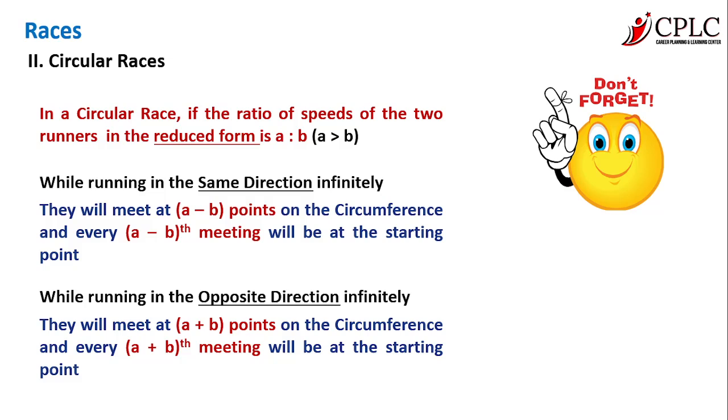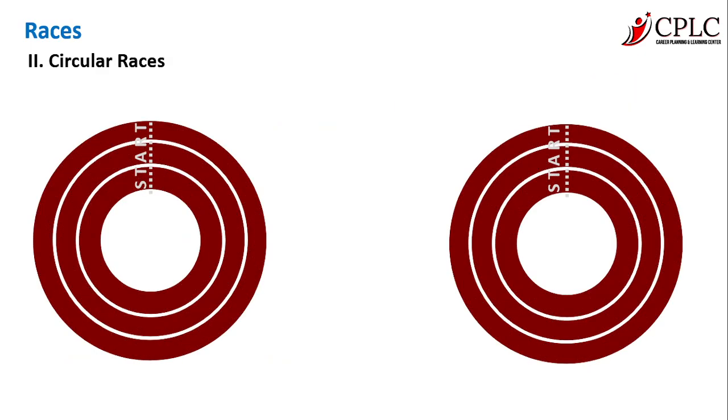Now there is one common formula, whether it is same direction or opposite direction, that is time taken for the first meeting. This idea stems from the fact that we have done something called relative speed in time speed distance, which is a previous chapter. So a similar kind of theory is applicable here also.